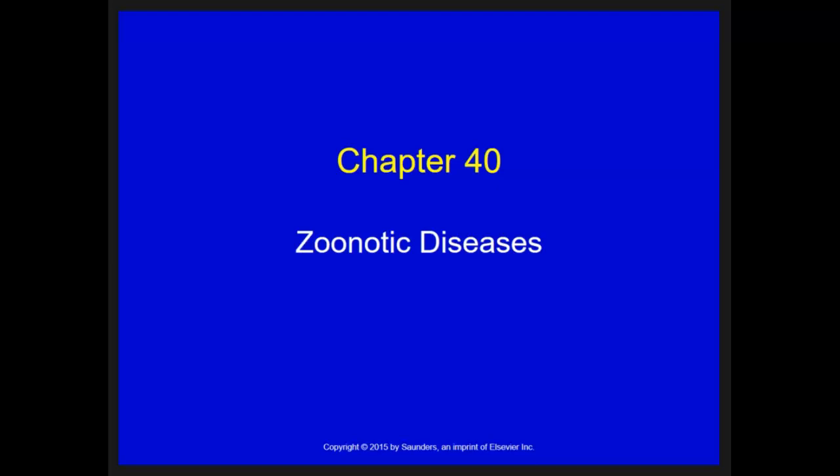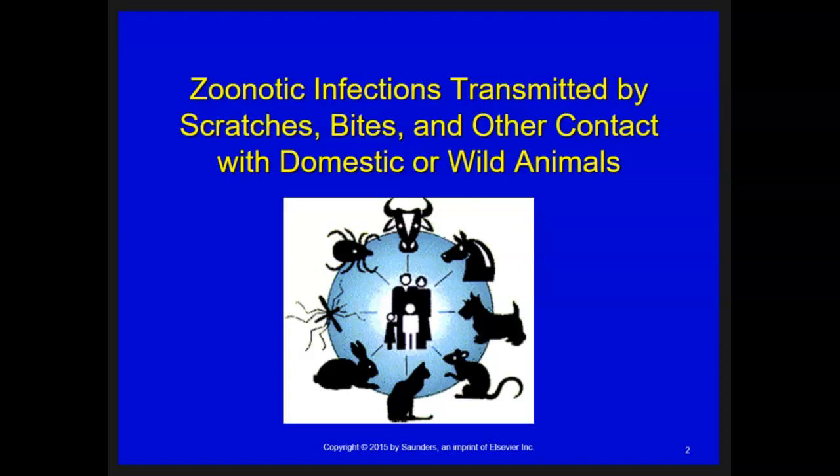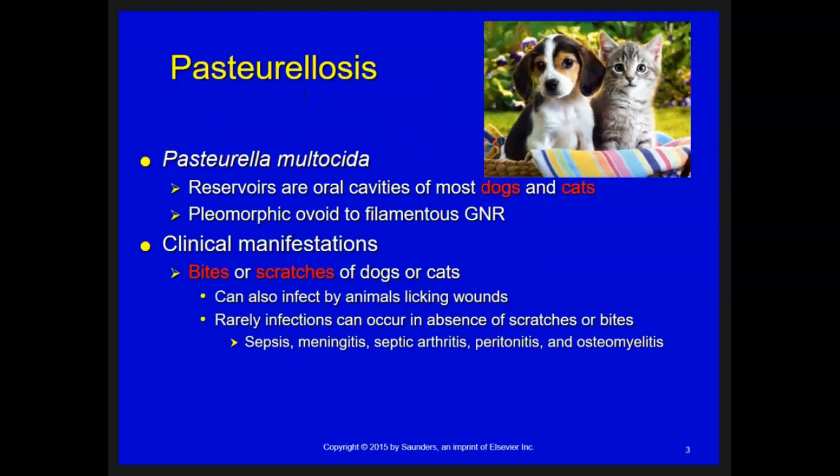Now we will be discussing zoonotic diseases, and this is found in Chapter 40 of our Mahon textbook. Zoonotic infections can be transmitted by scratches, bites, and other contact with domestic or wild animals. These disease microorganisms jump naturally from animals to humans, and they can cause a real problem. The first one we're going to talk about is pasteurellosis.